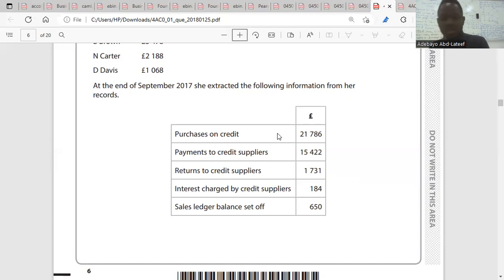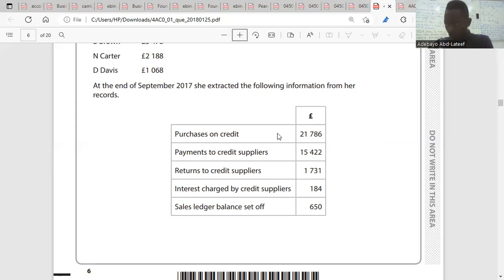Then the last one, sales ledger balance set off. Are you there? Sales ledger balance set off. Set off means I purchased something from you and you purchased from me. Maybe I purchased goods of 500 from you, then you purchased goods of 600 from me. I'm owing you 500, you are owing me 600.